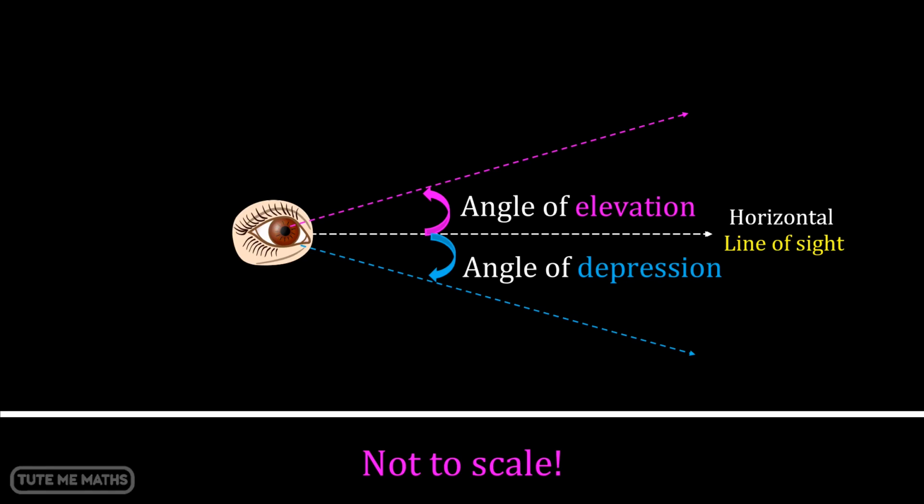More formally, we can define an angle of elevation as the angle between the horizontal and the line of sight when looking above the horizontal. And the angle of depression is the angle between the horizontal and the line of sight when looking below the horizontal.